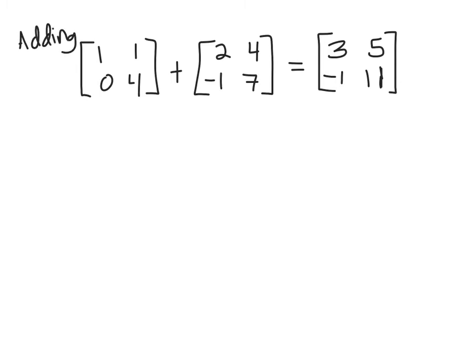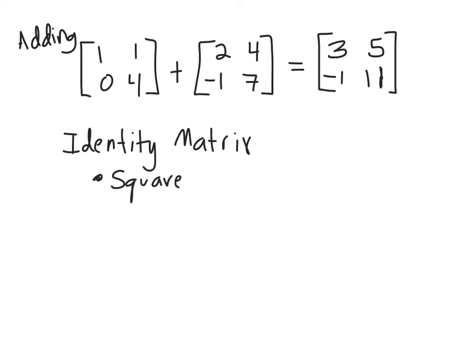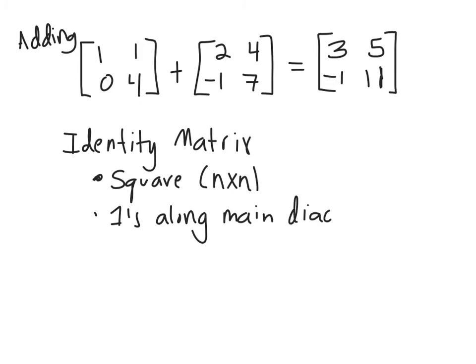Okay, before we talk about multiplying, we need to know what's called the identity matrix. So the identity matrix is a square matrix. So it's n by n, and it has ones along the main diagonal, and the main diagonal starts at the top left and goes to the bottom right, and then zeros elsewhere.